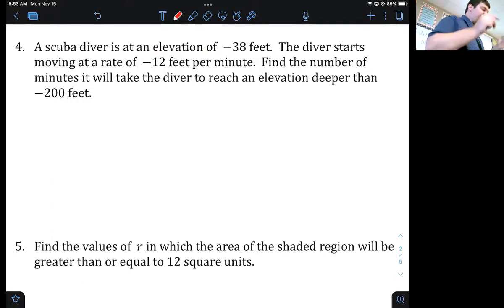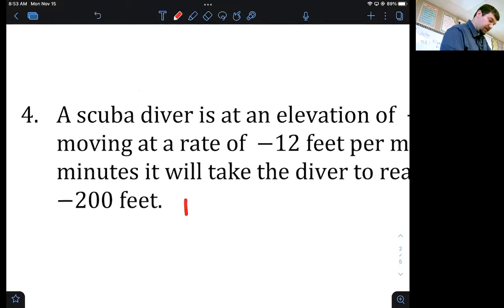Anyways, they're going down 12 feet per minute. Not very fast, but we want to be safe when we're doing this. Find the number of minutes. So let's use M for minutes. M is number of minutes.